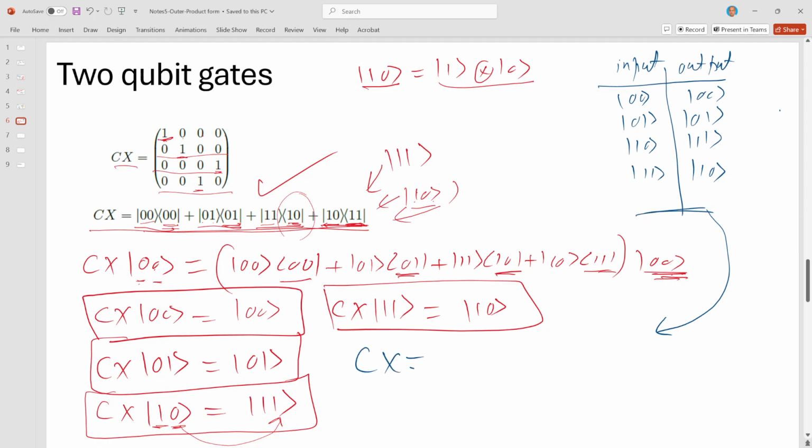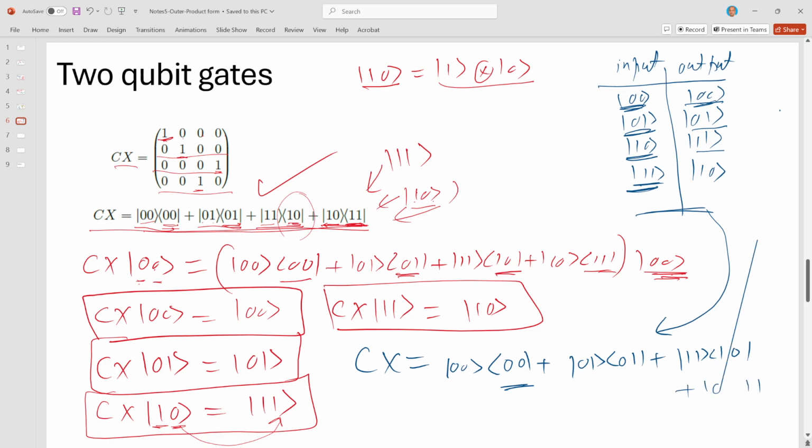let's see how. So this state has to go to this, so the left side is coming on the right here, going to 00, plus, so 01 has to go to 01. Now 10 has to go to 11, and the 11 state has to go to 10. And you see that this is exactly what is already written here.